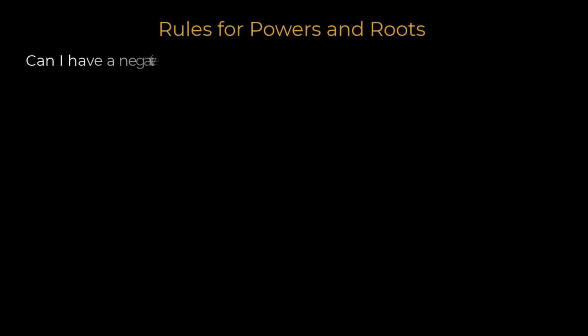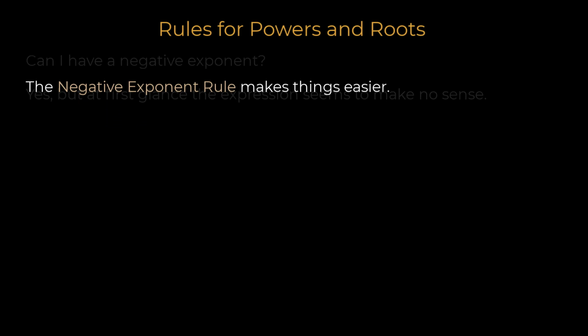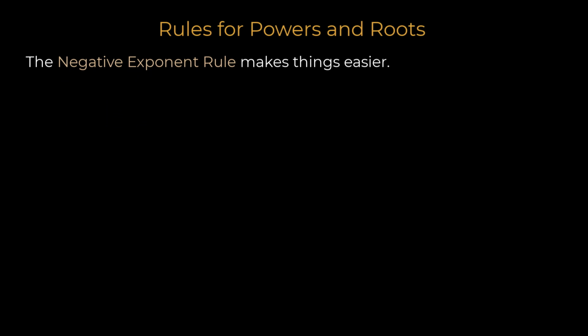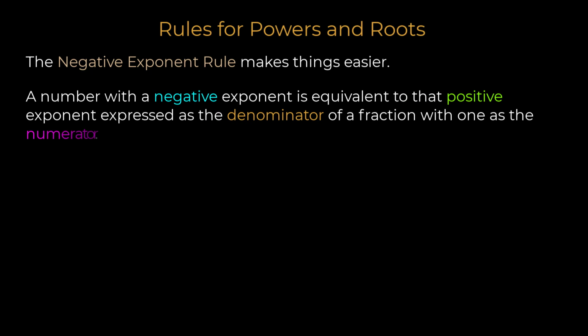Can I have a negative exponent? The answer is yes, but at first glance the expression seems to make no sense. I had difficulty with the concept of a negative exponent when I first studied it in school. The negative exponent rule makes things a bit easier. The rule states that a number with a negative exponent is equivalent to that positive exponent expressed as the denominator of a fraction with 1 as the numerator. The rule is commonly written as follows.